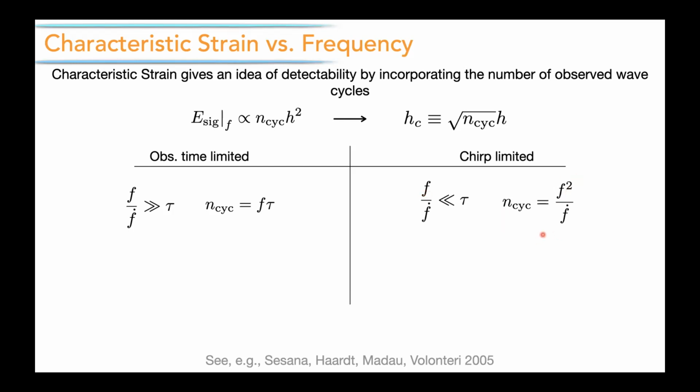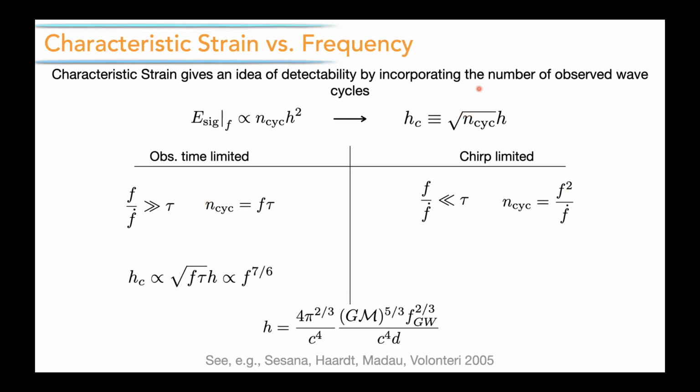So if we use these two definitions of the number of cycles and plug them into our characteristic strain, we get two different expressions. In the observation-time-limited regime, the characteristic strain still increases with frequency, to this order. You can see that just by multiplying a root f by this 2/3. But in the chirp-limited regime, we get this f to the -1/6.